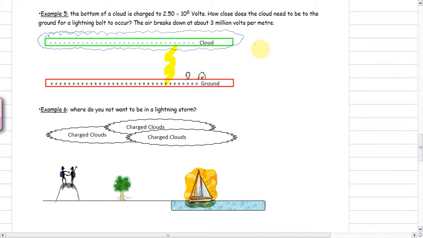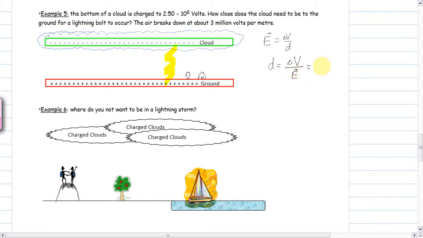Okay, so how close does the cloud need to be to the ground? For a lightning bolt to occur, the air breaks down at about 3 million volts per meter. So E equals the change in voltage over the distance. The distance is what we're trying to solve for. Distance is the change in voltage over E.